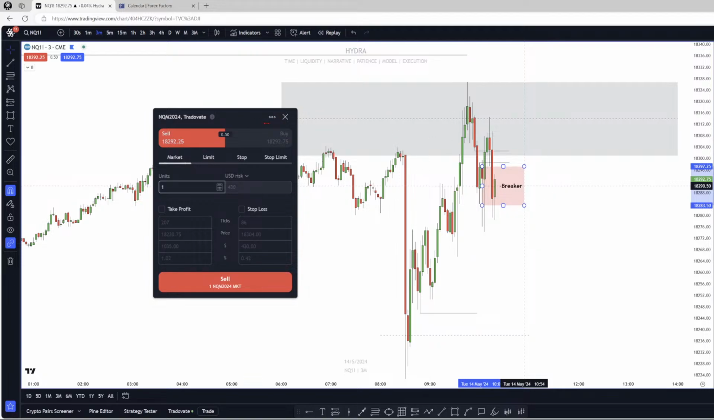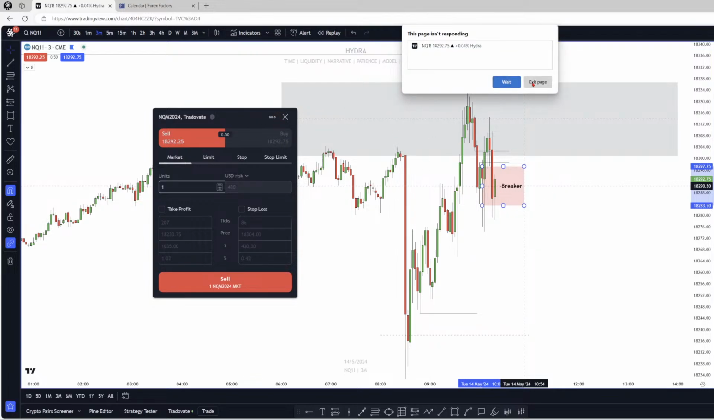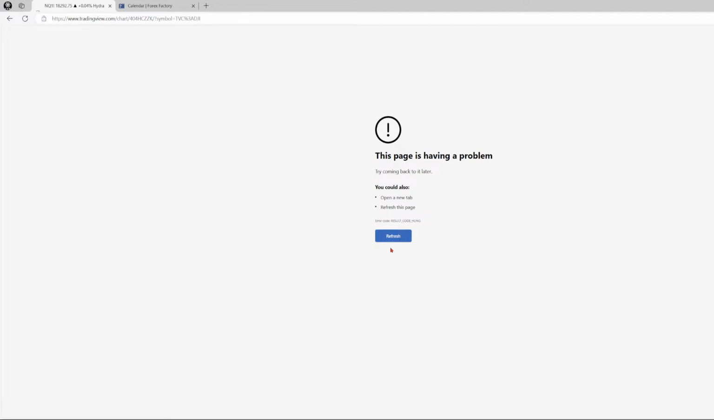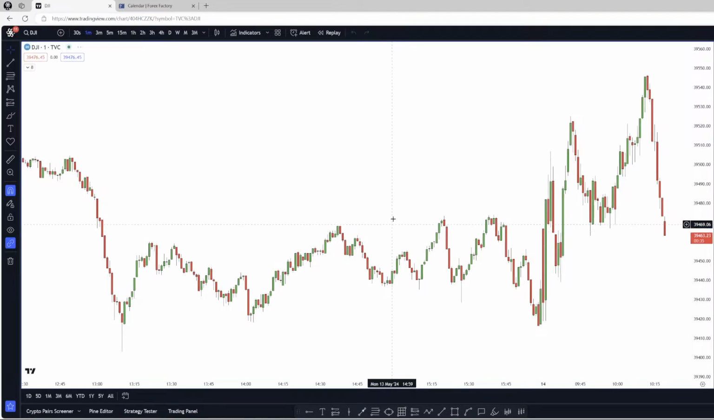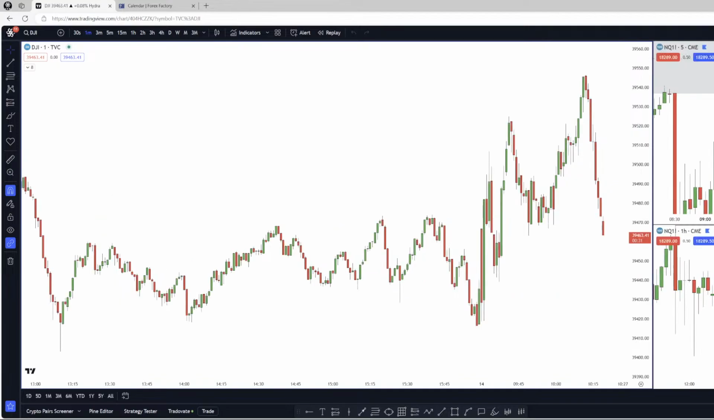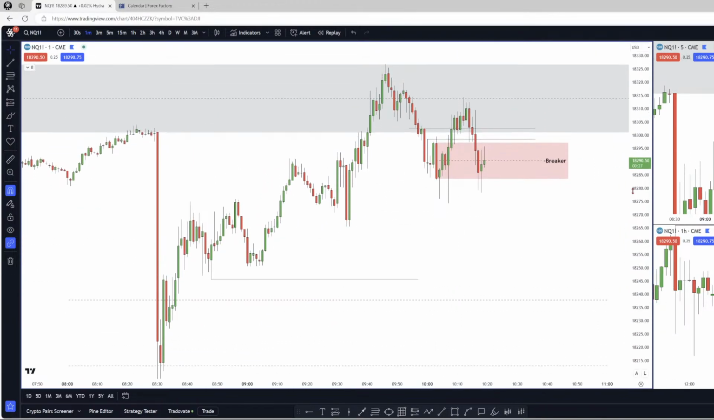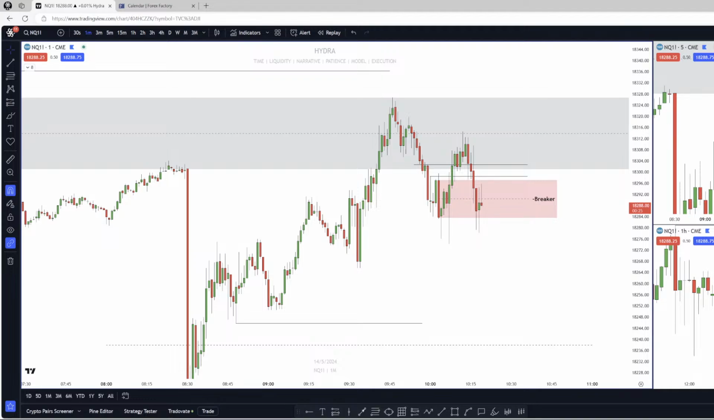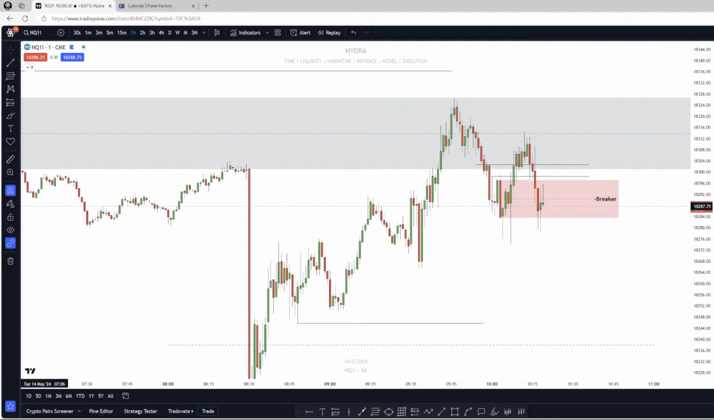It's frozen again. Exit page. TradingView is like, why is it happening? I thought their server is good.